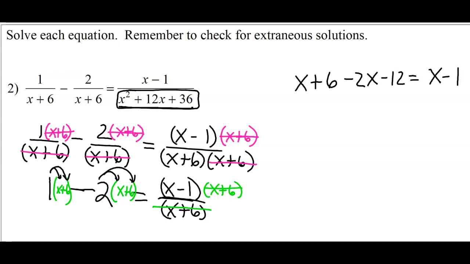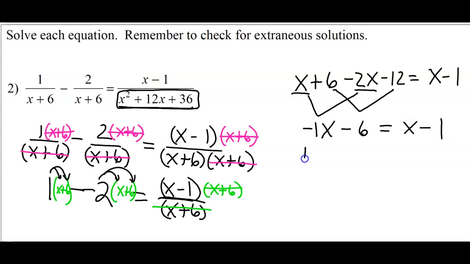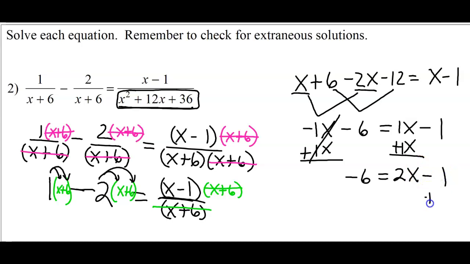We'll put our x's together here. X take away 2x is negative 1x. 6 take away 12 is negative 6. And anytime you have an equation with an x on both sides, what you can do is just cancel one of the x's off of one side by, in this case, adding it. But whatever you do to one side, you have to do to the other. So we have a negative 6 left here. 1 and 1 make 2x. And from there, you guys will probably be pretty good.